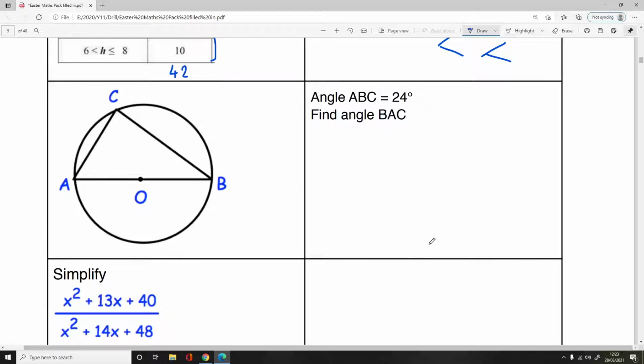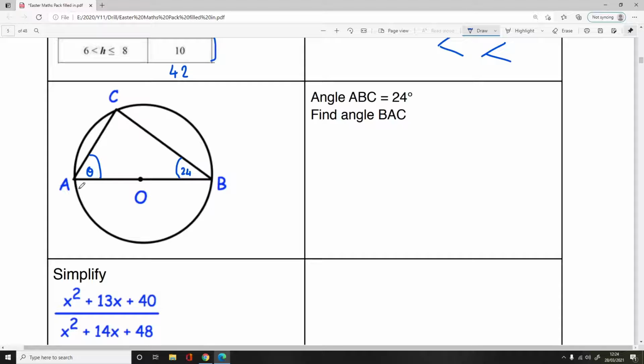Okay, circle theorems. So ABC is 24, ABC. So remember when we say ABC, we mean if you were to draw the line A to B to C, what would be the angle in between the two? So if I was to draw that line, it would be the angle between them. Or you could just pick the middle letter. Find angle BAC. So I'm trying to find this angle over here. Let's call that theta. Then we've got this third angle.